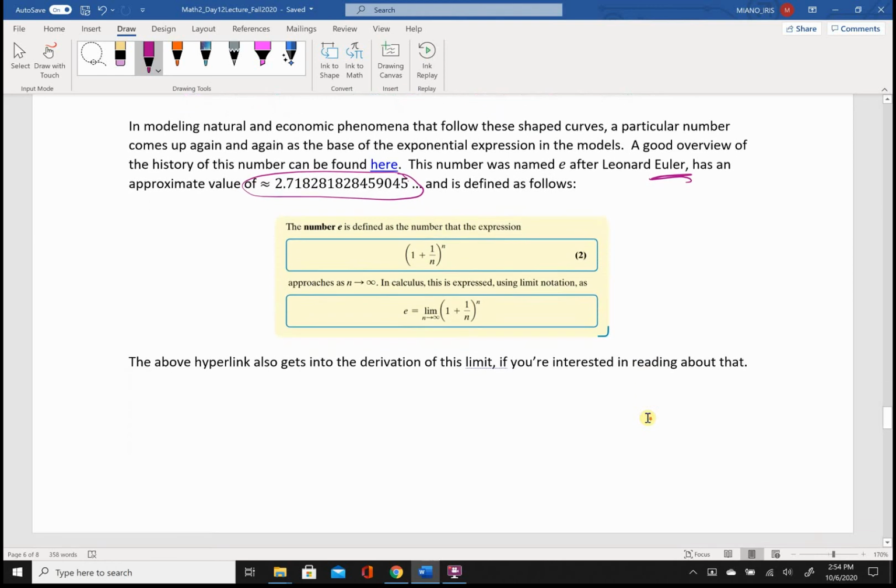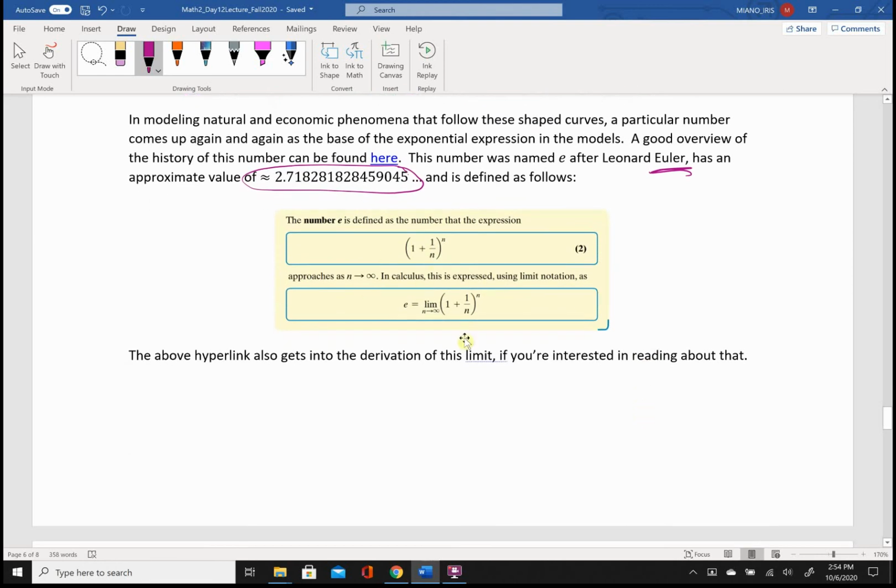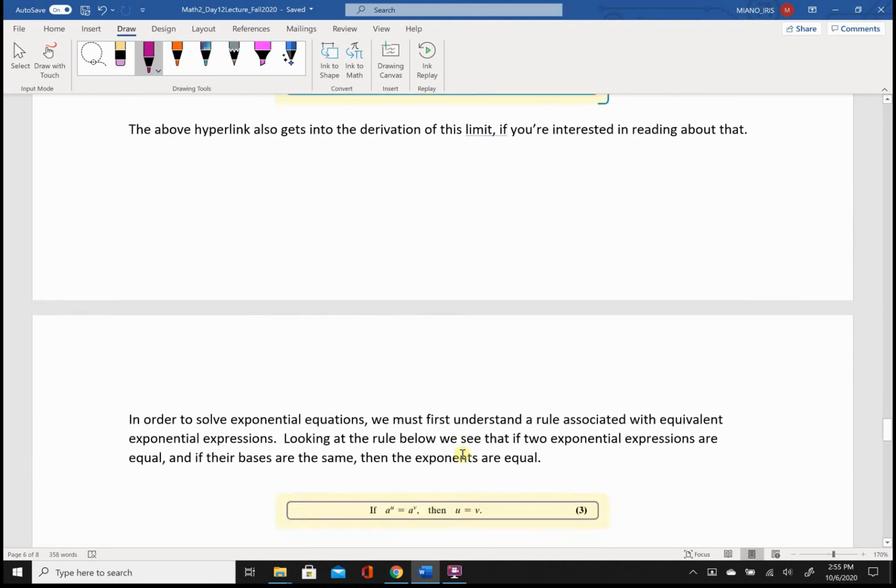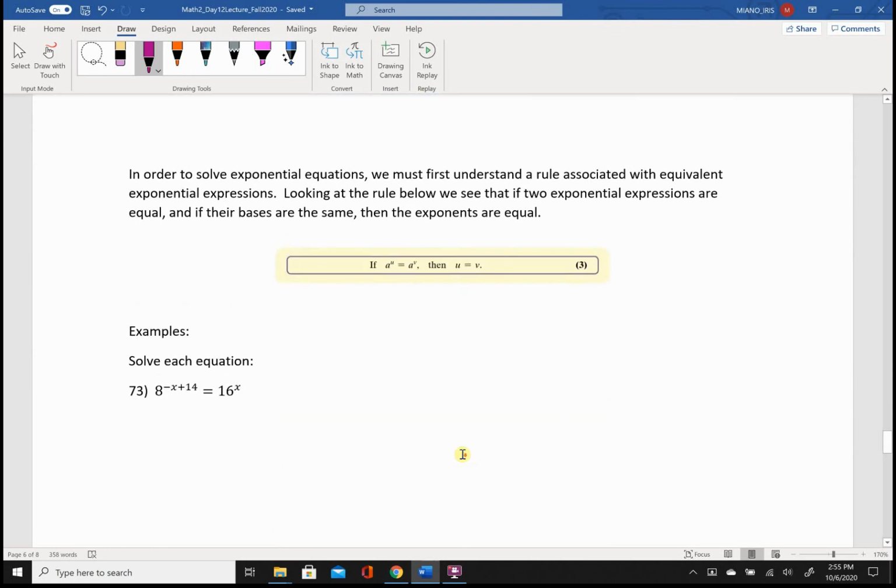Again, I'm not going to get into the derivation of this, like how this comes up. If you're interested, you can click on this link and also do your own research. It's beyond the scope of this course to talk about the derivation of this number, but it's a famous base for exponential modeling. It'll come up in exercises that you'll get into with some applications.